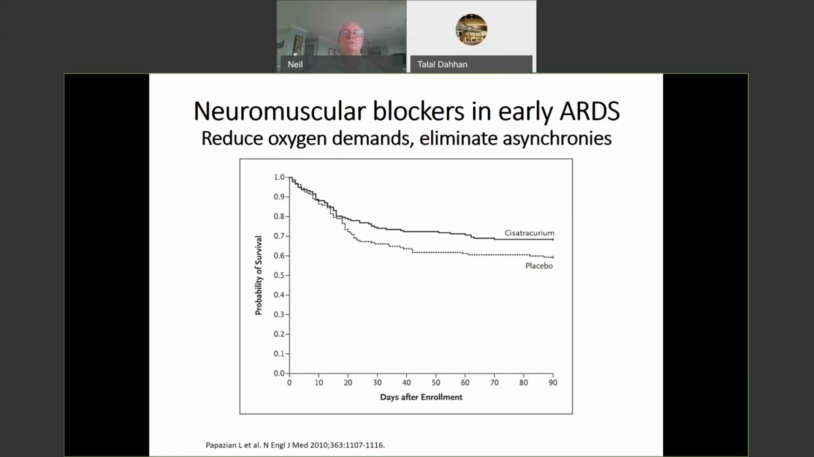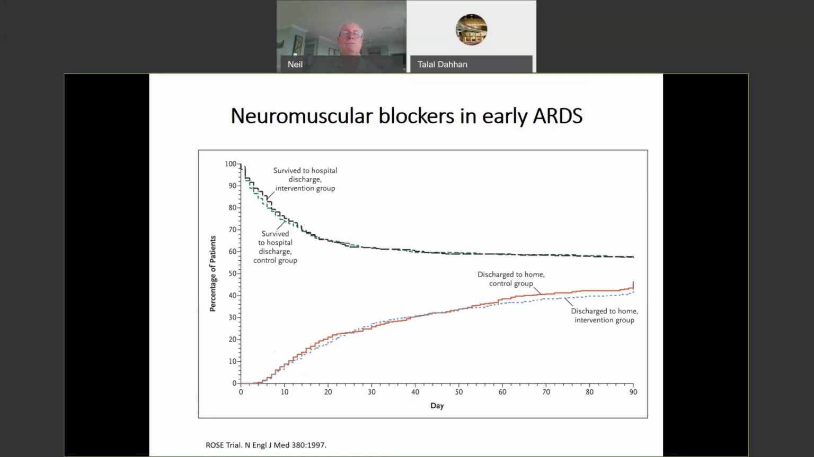Neuromuscular blockers are controversial. They do reduce oxygen demands. They eliminate asynchronies. And this original study from Papazian suggests that that may translate into a better outcome. The more subsequent study done by the Rose study in the United States suggested that maybe routine neuromuscular blockers are not necessarily life-saving.